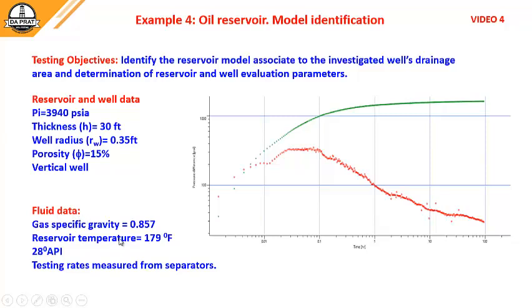Regarding fluid data, this is the specific gravity and the API of the oil, and because it is a DST test, rates are measured from separators. Well, actually, rates are measured from separators no matter if it is a DST. But in this case, I just want to tell you that this is an exploratory well.